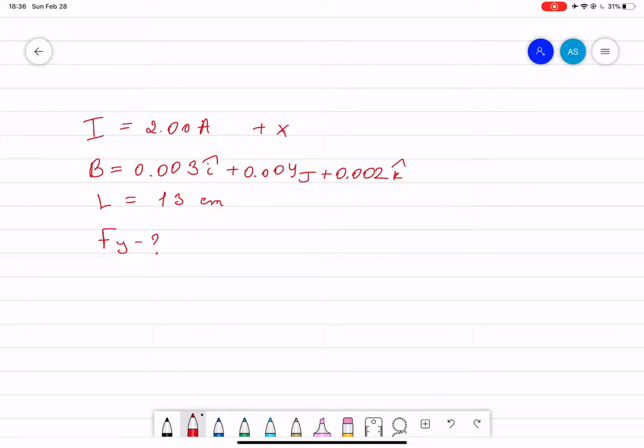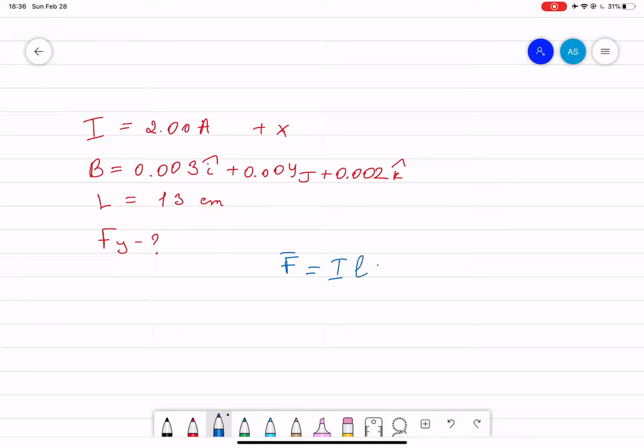A long wire lying along the x-axis carries a current of 2 amperes in the positive x direction. There's a uniform magnetic field present given by B = 0.003 i vector + 0.004 j vector + 0.002 k vector. Calculate the y component of the magnetic force acting on the segment of length L equal to 13 centimeters.